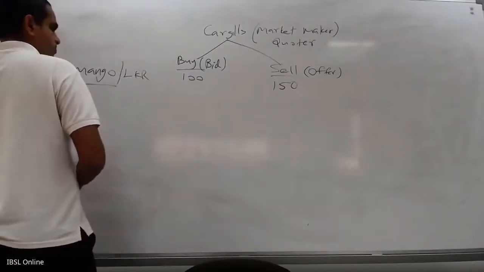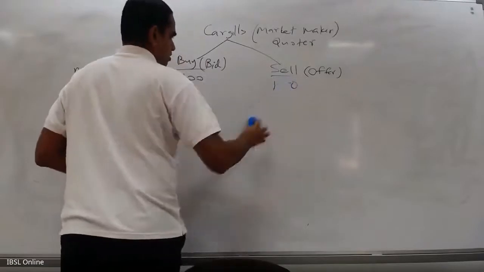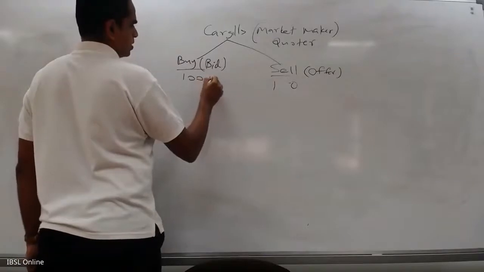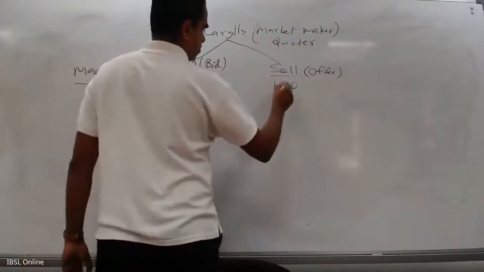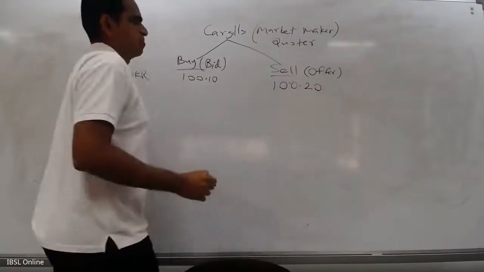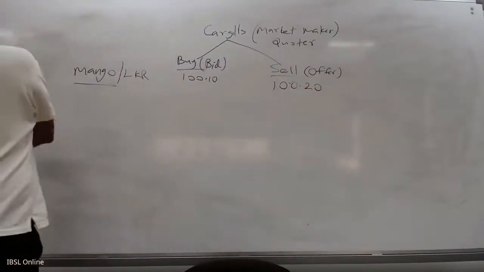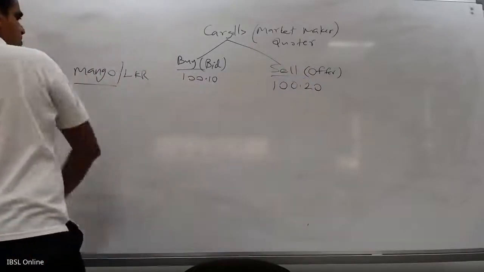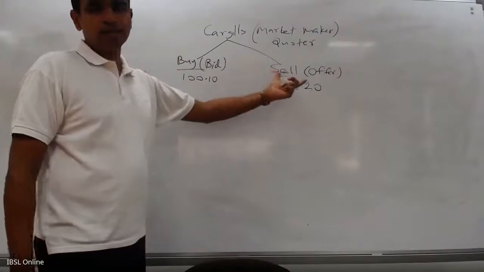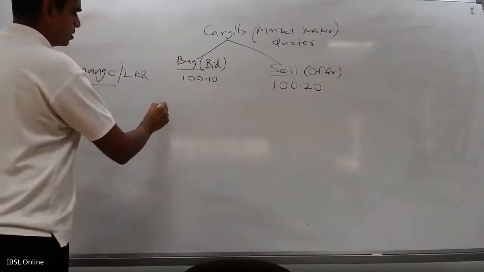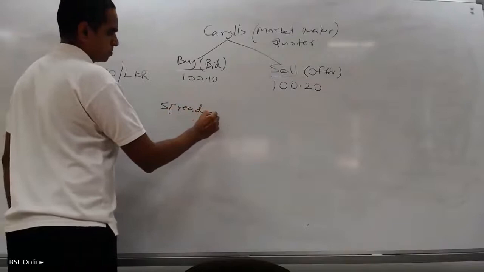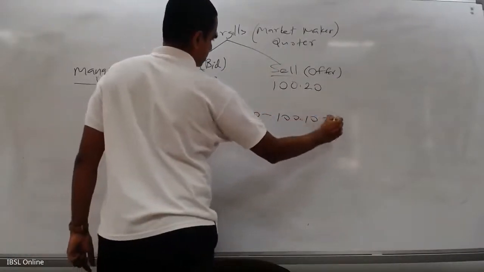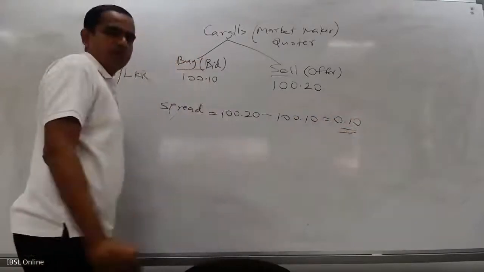Now let's assume Cargills makes only a few cents, right? Let's say they're buying mangoes at 100 rupees 10 cents, and they're selling mangoes at 100 rupees 20 cents. Now what is the spread? The spread is 100 rupees 20 cents minus 100 rupees 10 cents. They make a 10 cent spread.